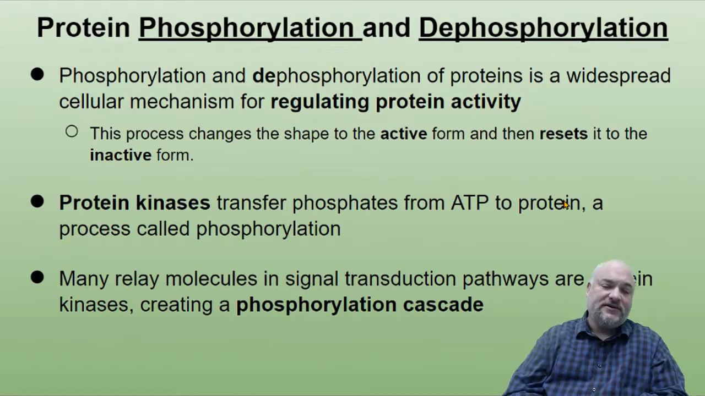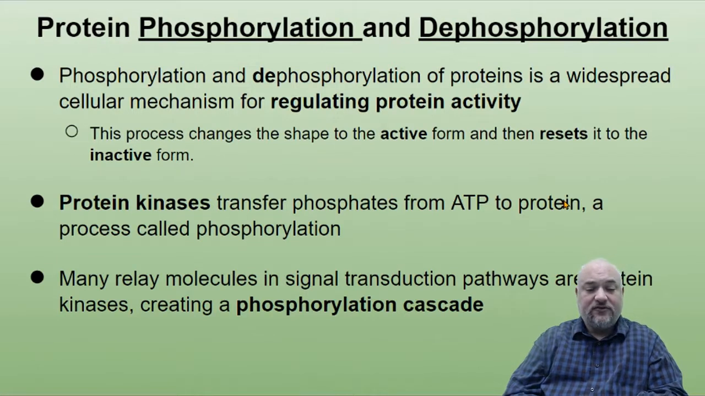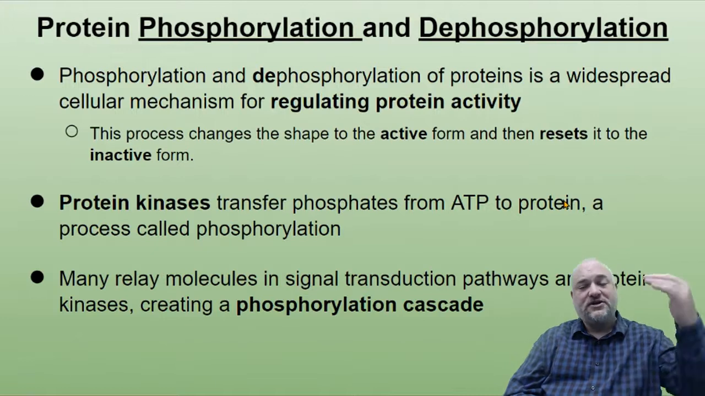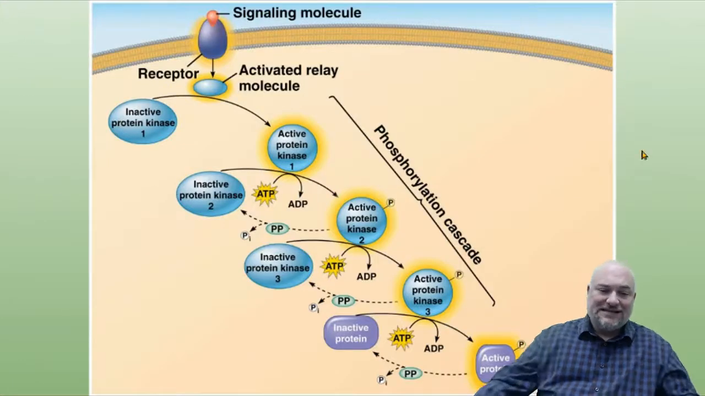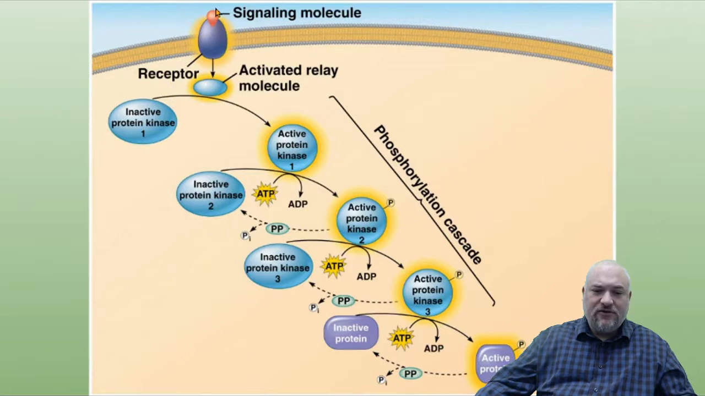Many relay molecules in signal transduction pathways are protein kinases for this reason, and you get something called a phosphorylation cascade when that happens. As we can see here, there's our signaling molecule, a ligand, a receptor, a relay molecule, and we have an inactive protein kinase. It gets activated, and that one is going to transfer a phosphate onto protein kinase 2, and onto 3, onto 4, and all the way down until you get here, a phosphorylation cascade. Every one of these gets activated by adding a phosphate, which is caused by the one before, making that change.